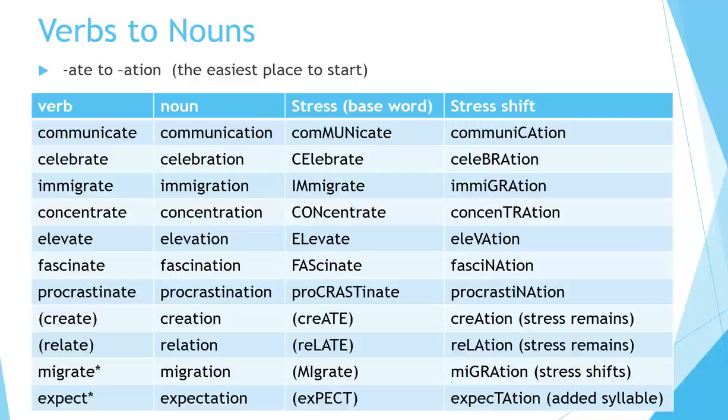A special case would be the word migrate. Did you hear the stress here? The stress is on the first syllable with migrate. So it has to shift to the second syllable when we add the T-I-O-N, migration. Another special case is expect. Expect does not end with A-T-E. So in some words, when there's no A-T-E, sometimes we like to add that extra syllable in the middle before adding the T-I-O-N. Expect becomes expectation. There's an extra syllable in there. Not all words are like that. This is just one special case.